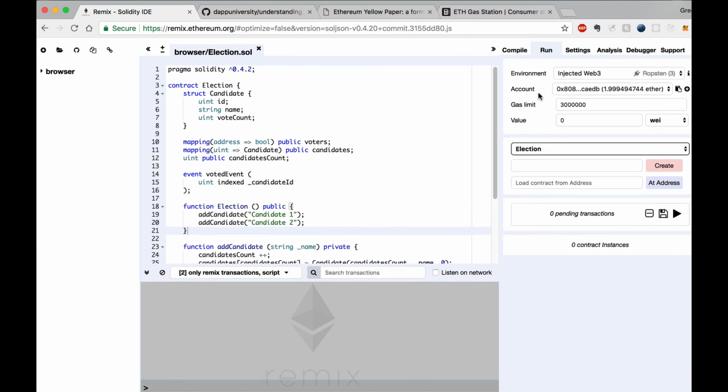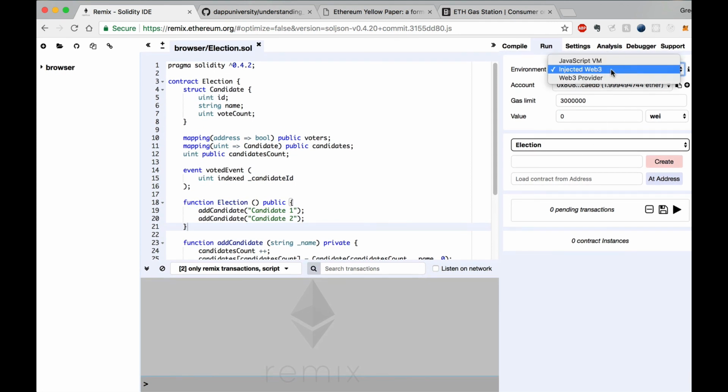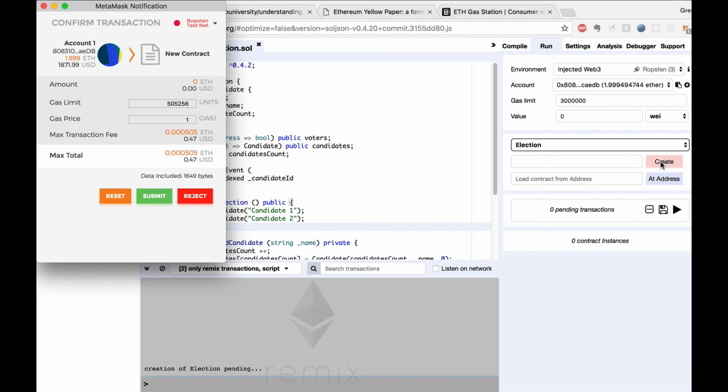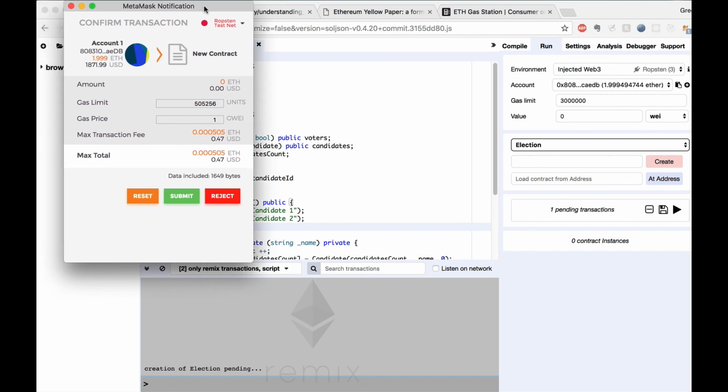In order to do this, like I said, I've clicked Inject Web3 to deploy it to the test network. So I'm going to actually publish a smart contract and create a transaction and pay some gas. So let's do that now. When I do that, you will see a confirmation pop up.